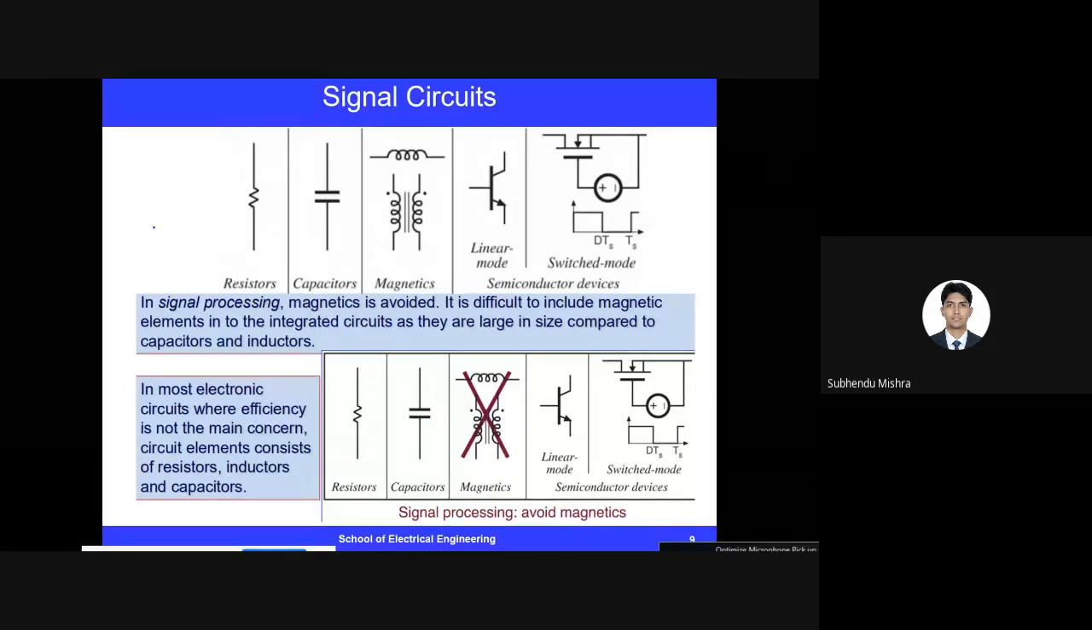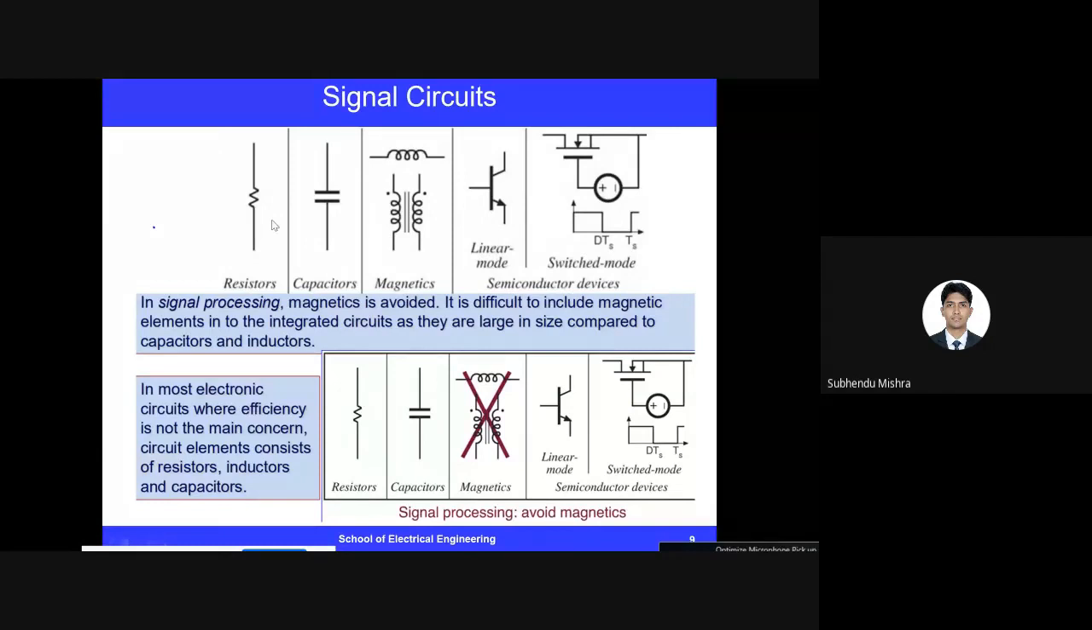Okay, so the ICs that you see are the signal circuits. They are designed on small PCBs, and in them you don't generally use magnetics or inductors. But you can use resistors, because the amount of current associated with signal circuits is very small. But that is not the case with power circuits.